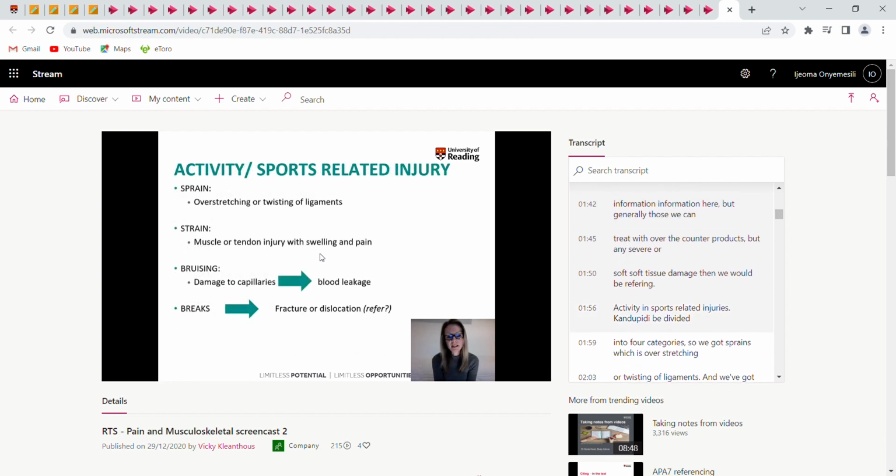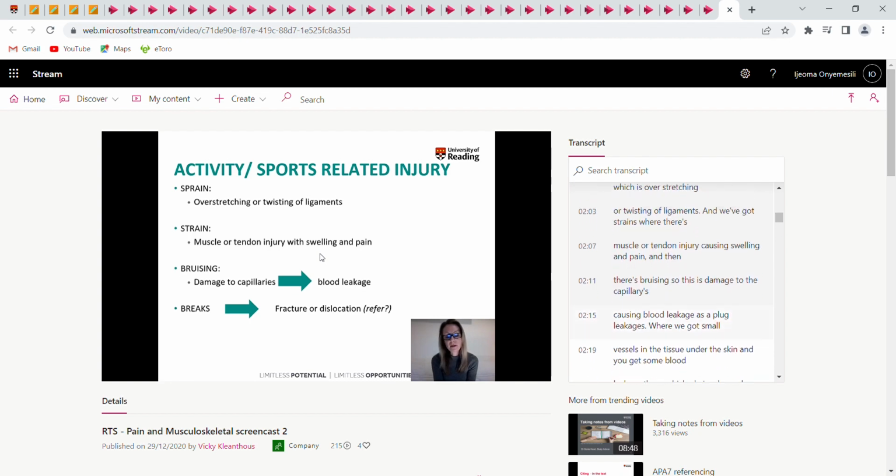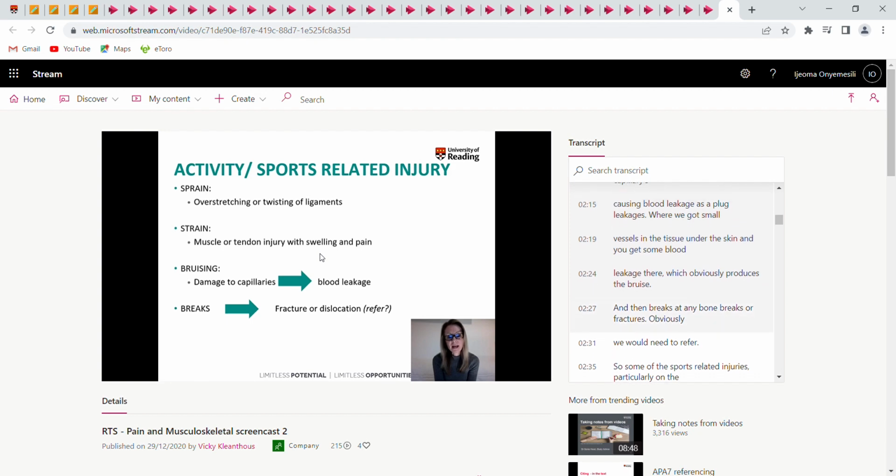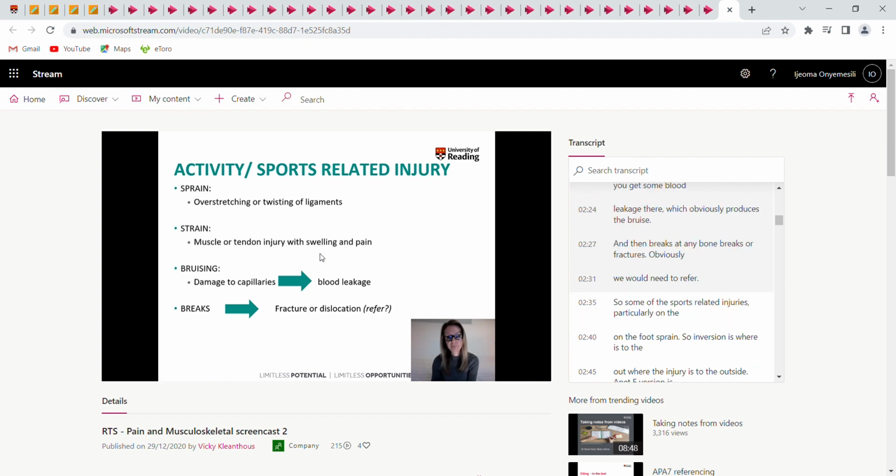Activity and sports related injuries can be divided into 4 categories. So we've got sprains, which is overstretching or twisting of ligaments. We've got strains, where there's muscle or tendon injury causing swelling and pain. And then there's bruising. So this is damage to the capillaries causing blood leakage. So we've got small vessels in the tissue under the skin, and you get some blood leakage there, which obviously produces the bruise. And then breaks, so any bone breaks or fractures, obviously we would need to refer.